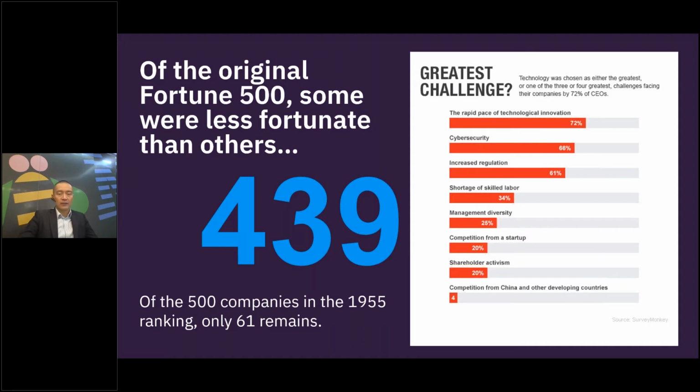So a lot of business executives are really looking at a very challenging time in terms of innovation and living in a time of digital disruption. If you take a look at the study here over on the right-hand side of the screen, three main areas come up consistently. One is the rapid pace of technological innovation. Number two, cybersecurity. And number three, increased regulation.